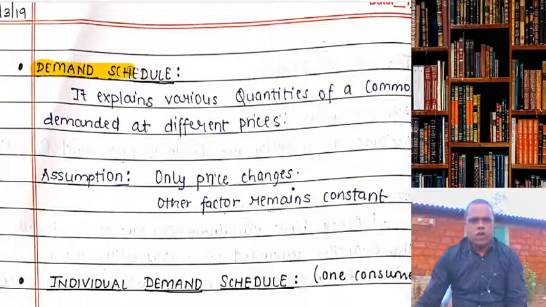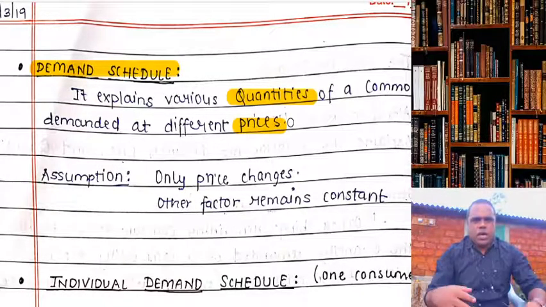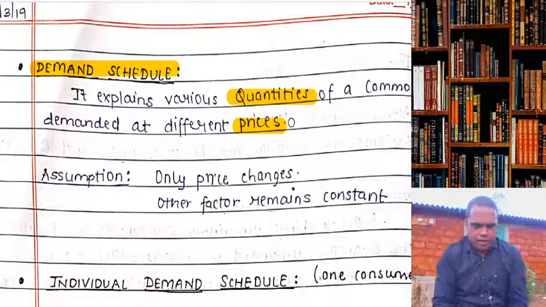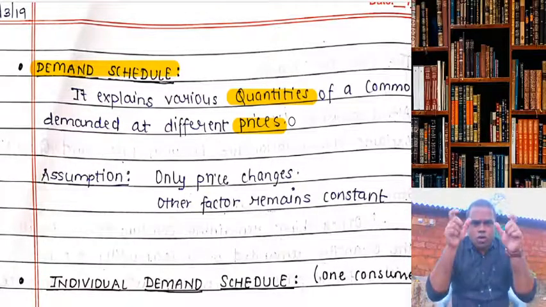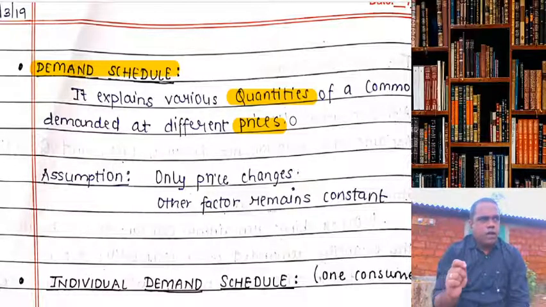Schedule, children, it's a hypothetical table, an imaginary table that we assume. So it explains various quantities of a commodity that are demanded at different prices. The different quantities of the same commodity that a consumer is ready to buy at different prices, when we present them in column form, children, then it is known as a demand schedule.